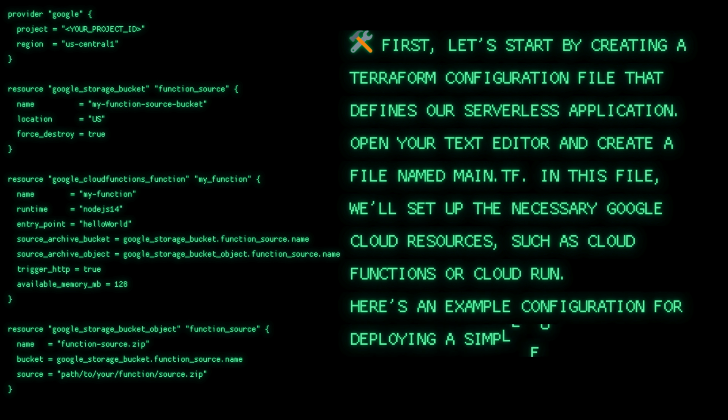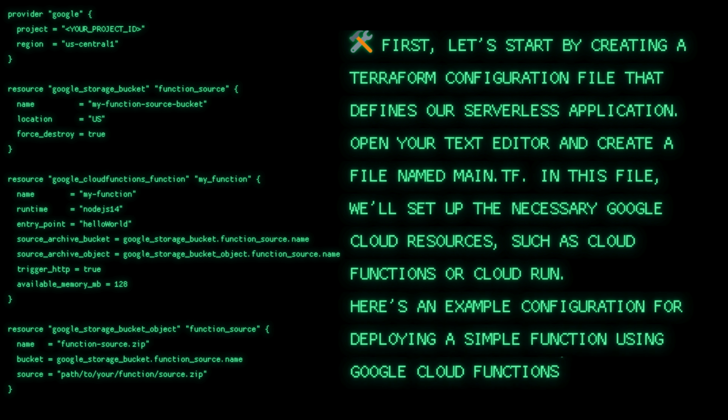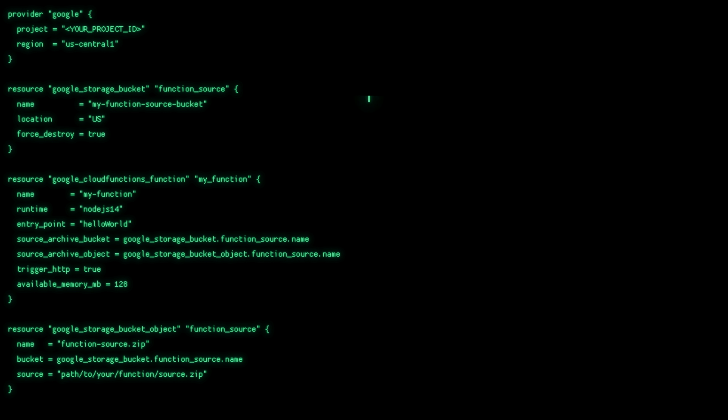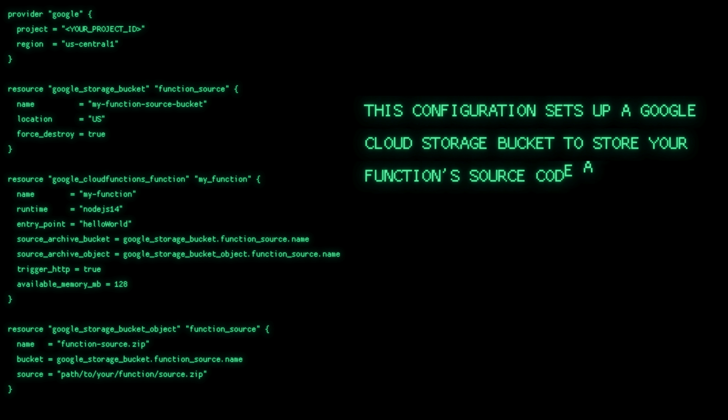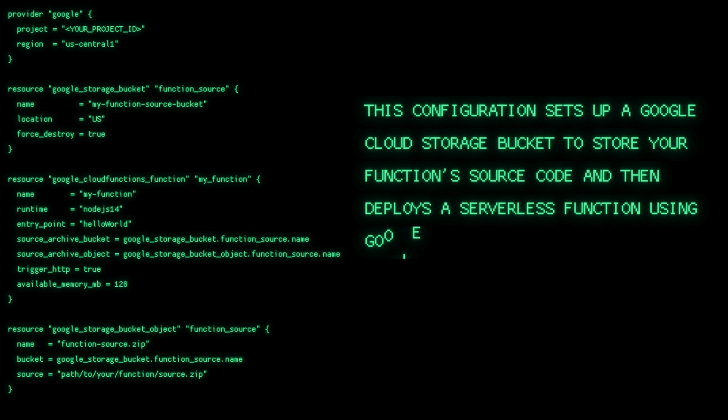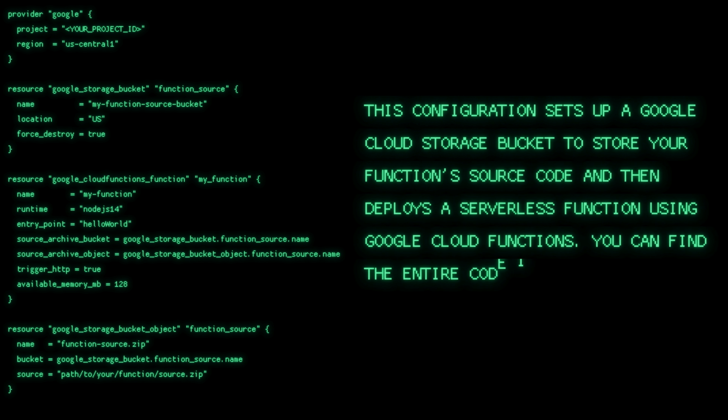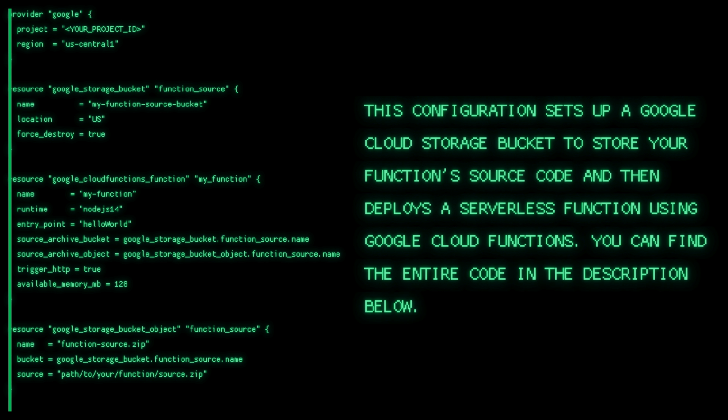Here's an example configuration for deploying a simple function using Google Cloud Functions. This configuration sets up a Google Cloud storage bucket to store your function's source code, and then deploys a serverless function using Google Cloud Functions. You can find the entire code in the description below.